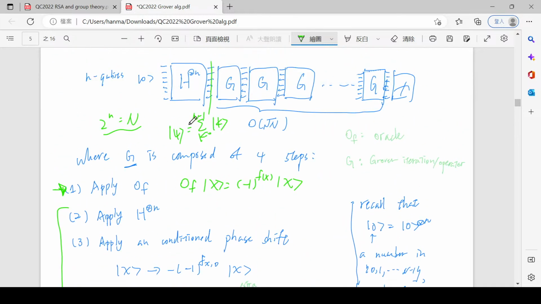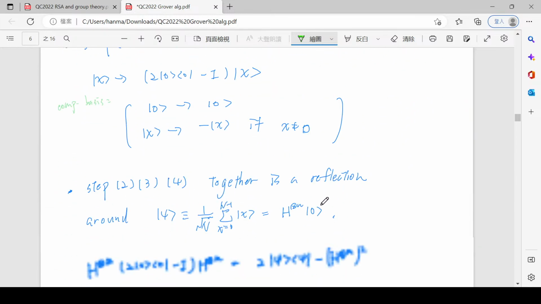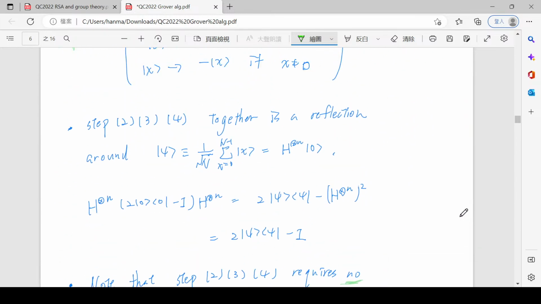So remember, psi is this totally mixed state. Not totally mixed state, sorry. Psi is this equal superposition of all states. Do we have it written somewhere? Okay, it's here. Psi is this thing.